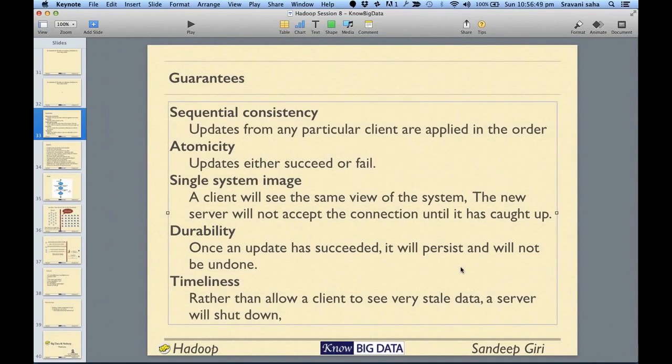Durability. Once an update has succeeded, it will persist and will not be undone, because it is written first to disk and only after persisting is it loaded into memory. While in most cases it's generally the inverse. We put it in the memory and then we put it on the disk. Like for example, in case of MapReduce, all the results at the mapper level were put into the memory and then were persisted into the file system.